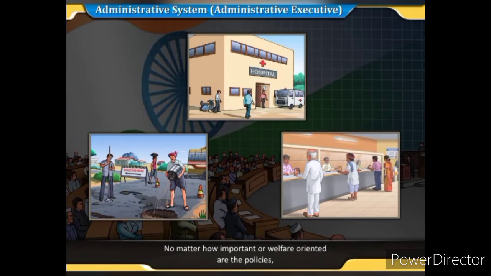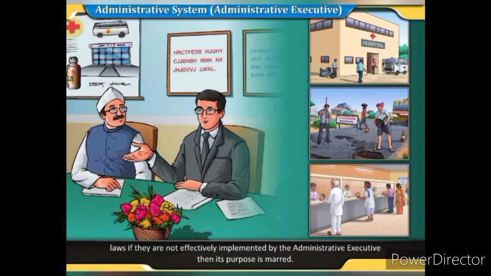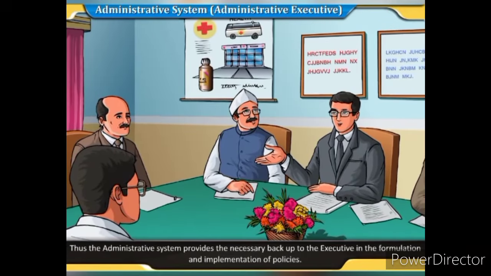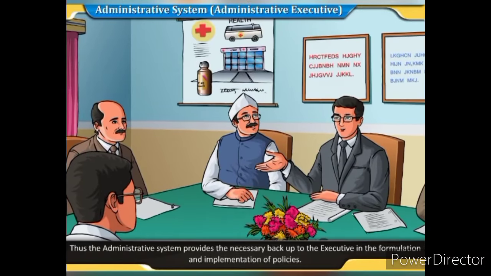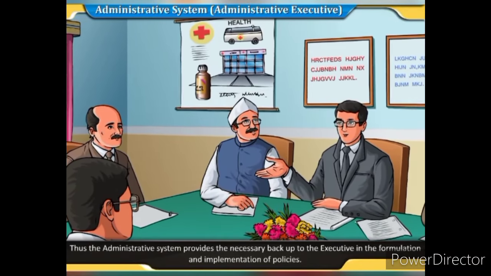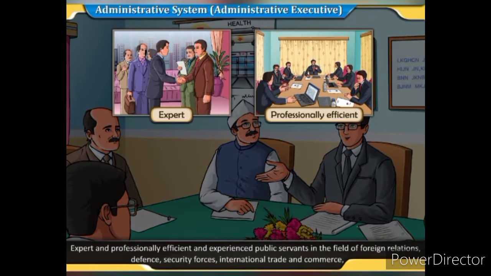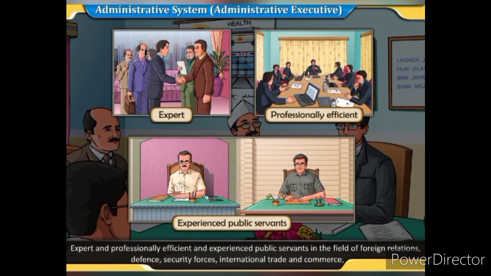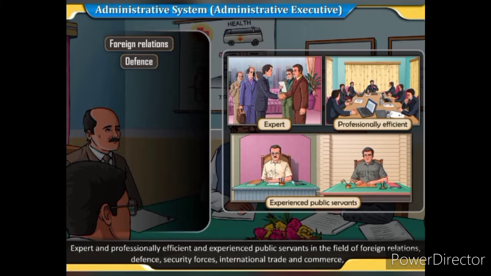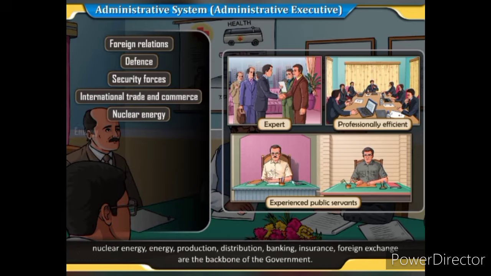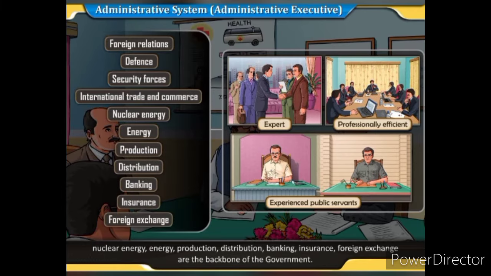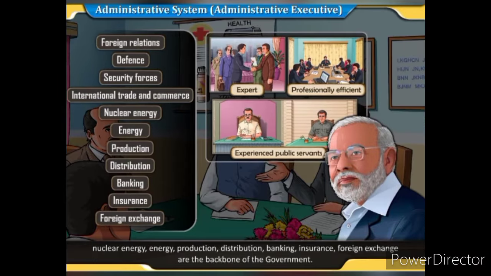No matter how important or welfare-oriented the policies and laws are, if they are not effectively implemented by the administrative executive, then its purpose is marred. Thus, the administrative system provides the necessary backup to the executive in the formulation and implementation of policies. Expert and professionally efficient and experienced public servants in the field of foreign relations, defense, security forces, international trade and commerce, nuclear energy, production, distribution, banking, insurance, foreign exchange are the backbone of the government.